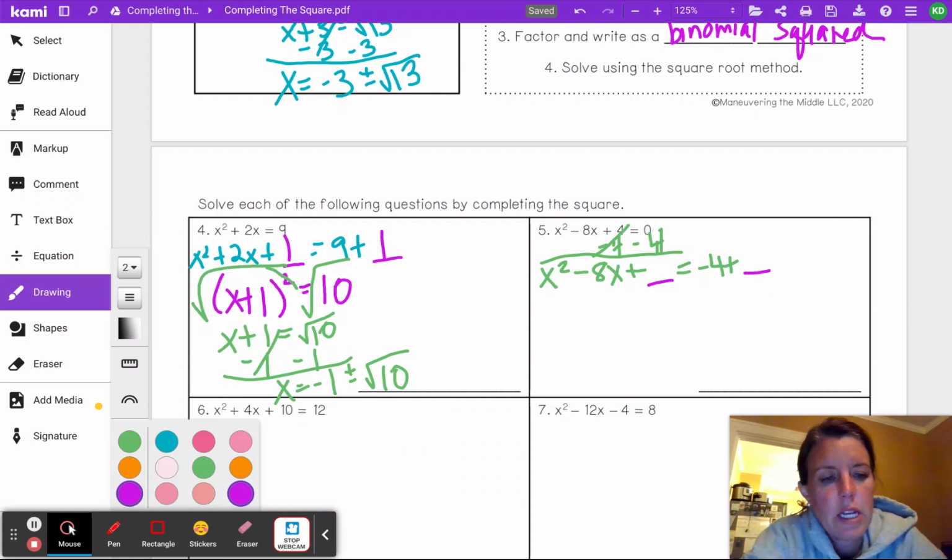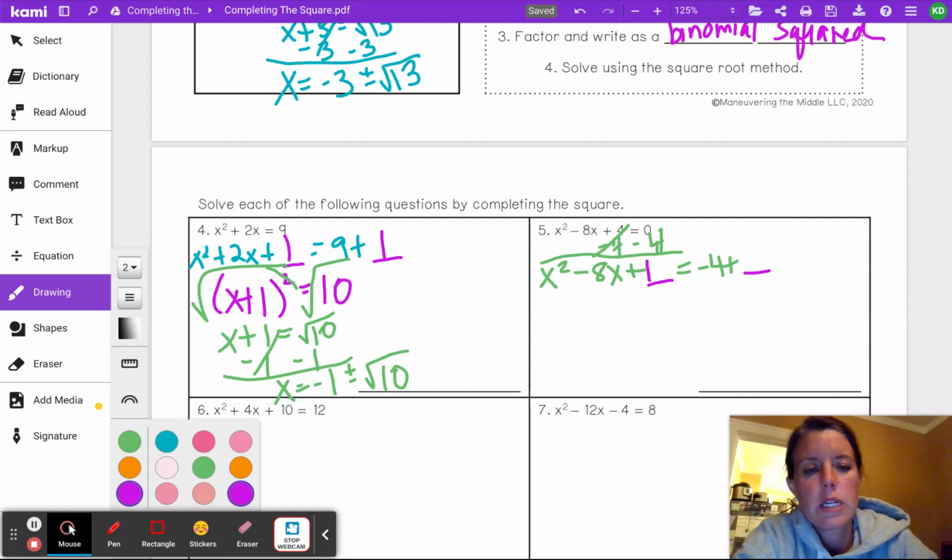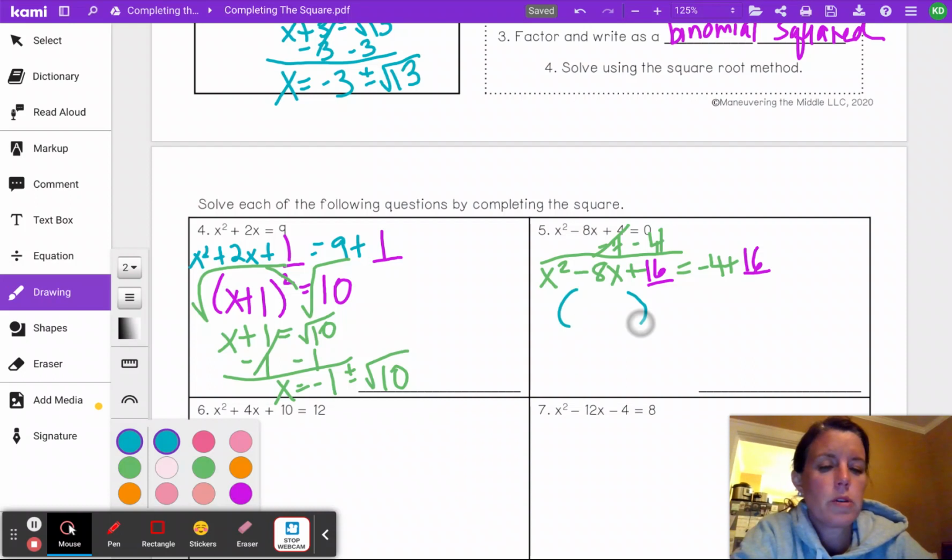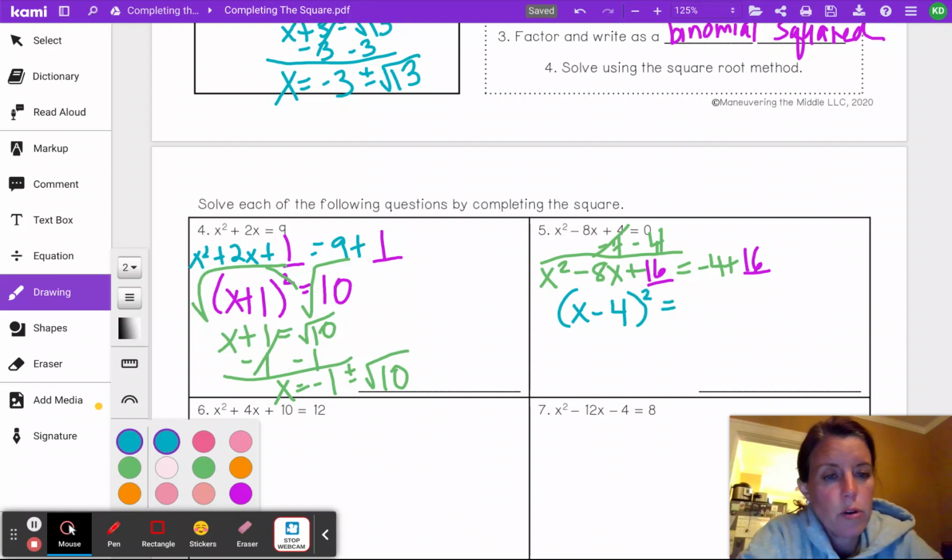Okay, half of -8 is -4. -4 times -4 is positive 16. So 16 on both sides. So my binomial squared, this is x minus 4. Just remember, -4 times -4 is positive 16. -4 plus -4 is -8. So always remember to check your signs. -4 plus 16 is 12.